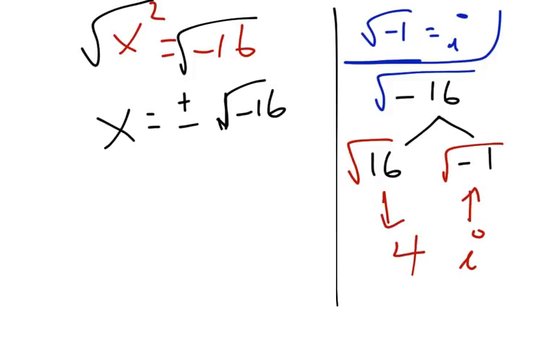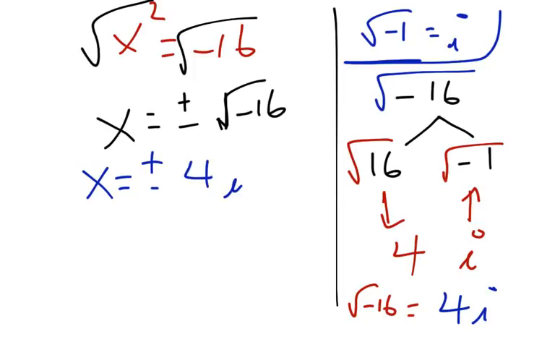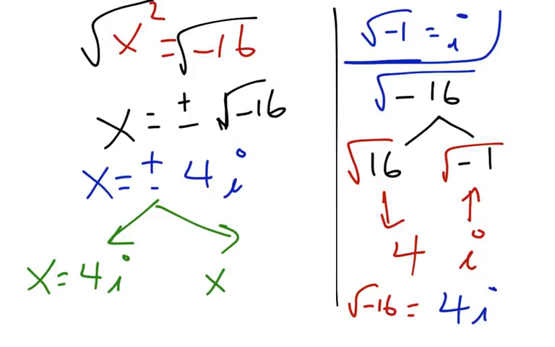So square root of negative 16 will be 4i. Simple as that. So now let's bring that answer over here to the left. x equals plus or minus 4i. Again, you have two answers. One positive and the other one negative. Okay? And that's how you solve a square root using imaginary numbers.